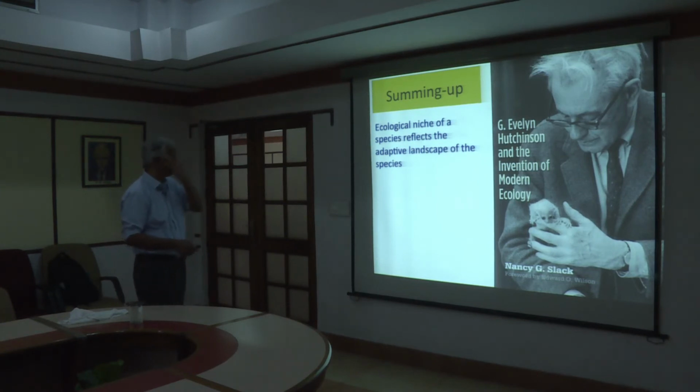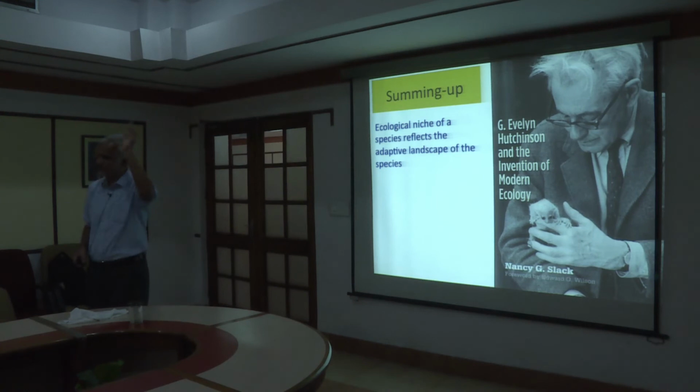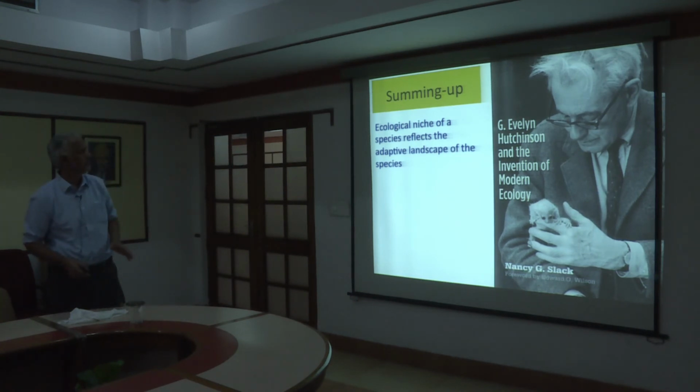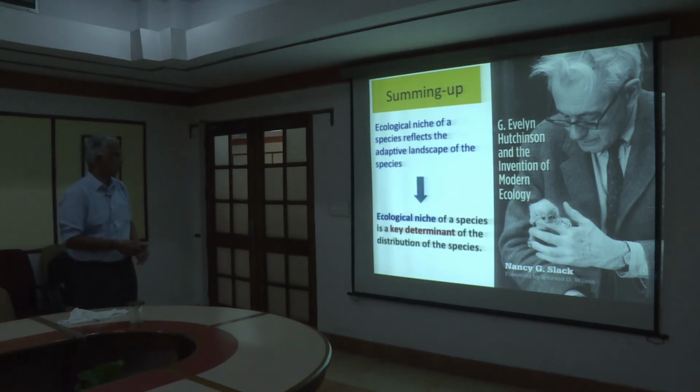So summing up, ecological niche, what was an abstract notion told by Hutchinson in 1957, does reflect the adaptive landscape of species, as we now claim in this study. To that extent it appears that he was justified over 60 years back that the ecological niche of a species is a key determinant of the distribution of species.